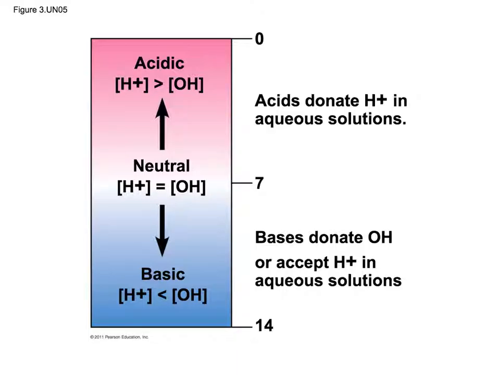So here's your pH scale. In this case right here, neutral, H+ is equal to OH-. In pure water, that's your hydronium ion, H3O+, which is equal to hydroxide. Okay? Pure water is neutral at pH 7.